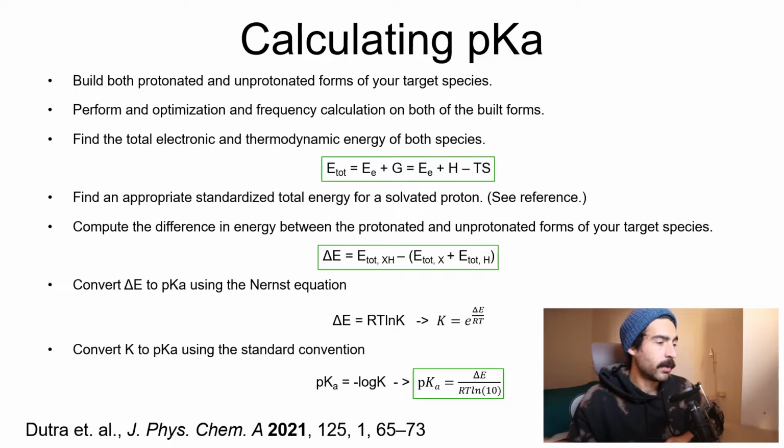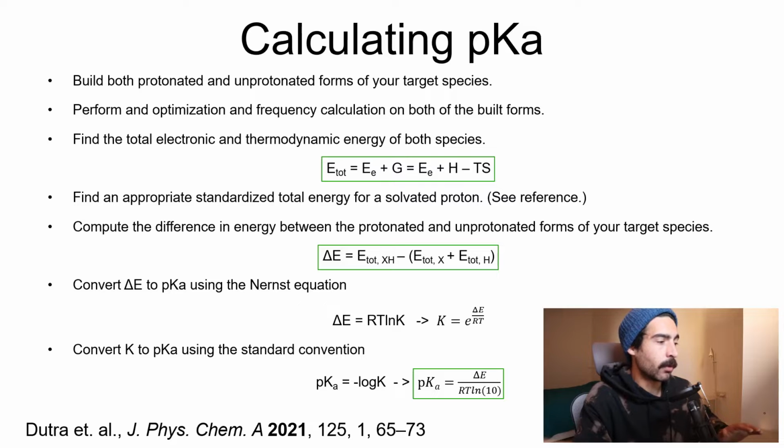For calculating pKa, you're going to want to construct the protonated and unprotonated forms of your chemical system. In my previous video, I talked about building molecules and how to construct them in the right form, so consult that video if you need help with that. Then once you have your built molecules, you want to perform optimization and frequency calculations. Again, I talked about that in the previous video, so if you need help with that, check out those ones.